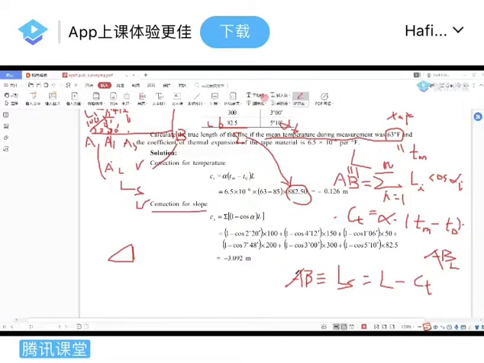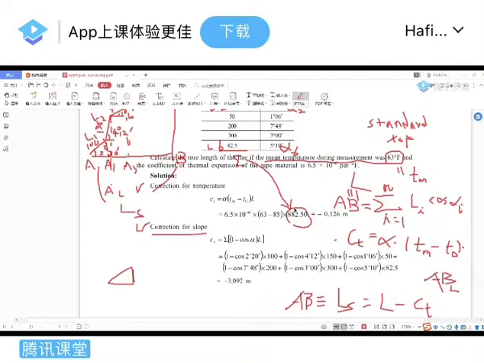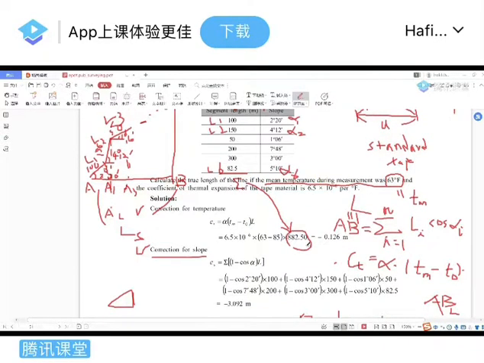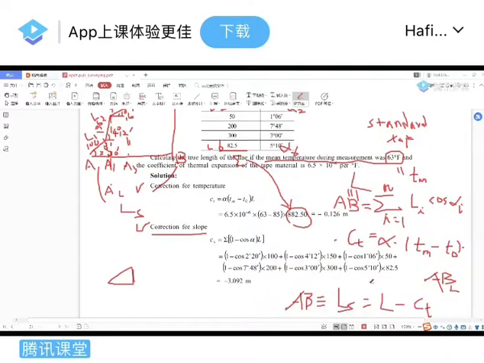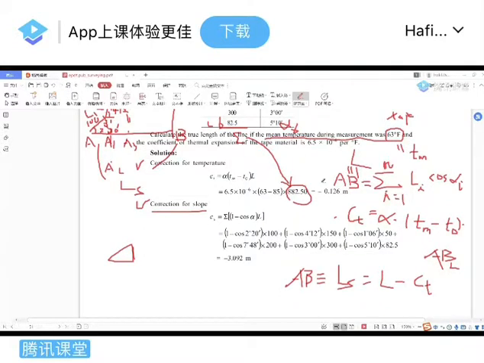So in total, ABS, LS will be how much? LS will be L, which will be 882.0 in total, 882 over here, and CT is a correction. This is a correction over here. CT is a correction over here, and here.